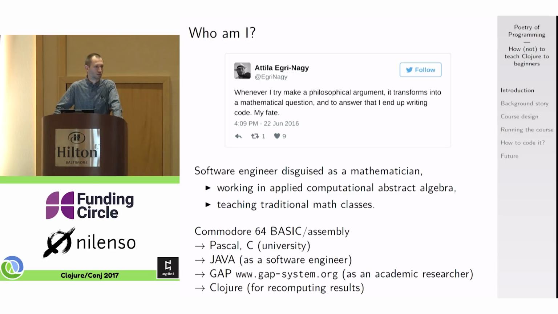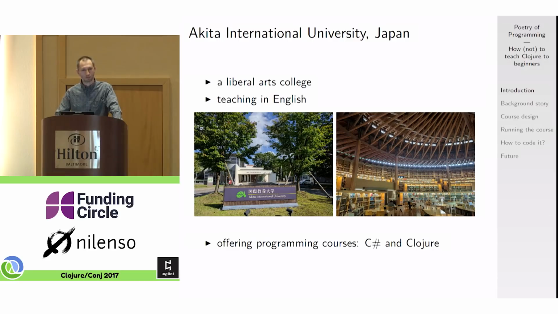I started with Commodore 64. I did assembly manually, just putting the numbers in. And then, of course, at university, Pascal and C. Then, as a software engineer, I worked with Java. Then I left industry, and I did academic research using the GAP system, which is really great if you do group theory, and it's sort of hybrid, functional, object-oriented. And then I used Clojure for recomputing these results and for gathering evidence. Okay, this is the place where I come from.